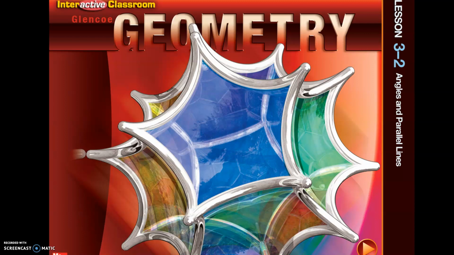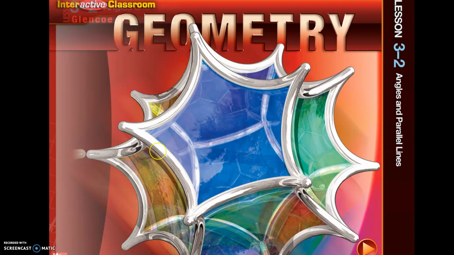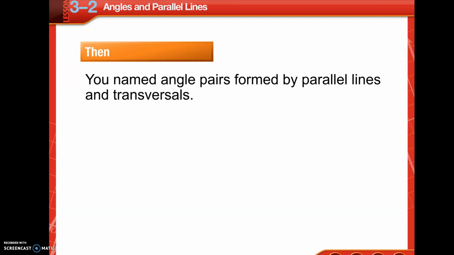So in our last section, we talked about the types of angle pairs that are formed between two lines. And so today we're going to look at when I have parallel lines with that transversal, those angle pairs have a special relationship. So we're going to look at that today.